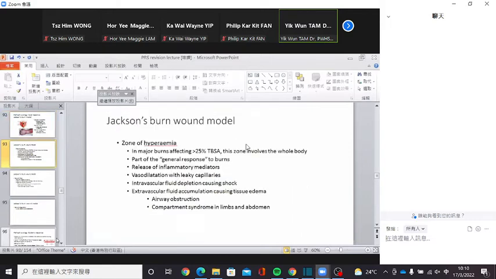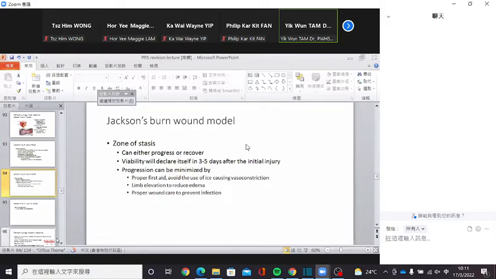So when the burn area is more than 25%, the zone of hyperemia, that is the vasodilatation part, could involve the whole body. It's part of the general response to the burn, and it involves a release of inflammatory mediators causing vasodilatation with very leaky capillaries. So the intravascular fluid could escape to the extravascular compartment, taking albumin together and causing shock. And this extravascular fluid accumulation will cause edema and cause airway obstruction, as well as compartment syndrome in limbs and abdomen.